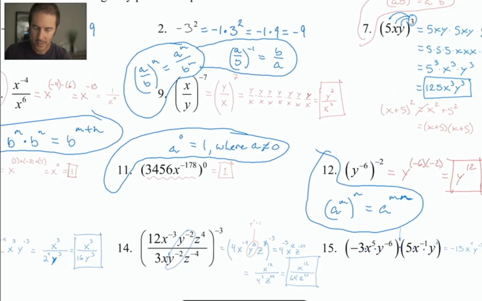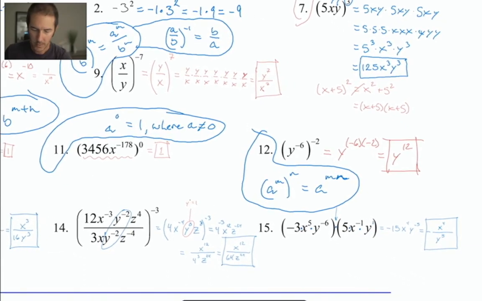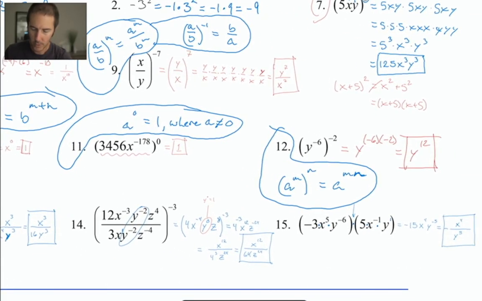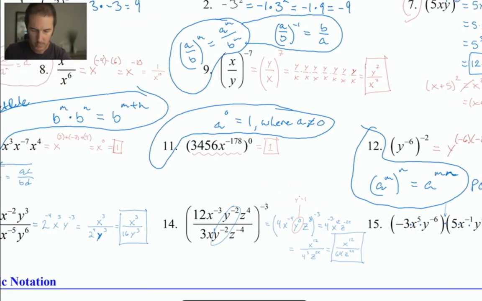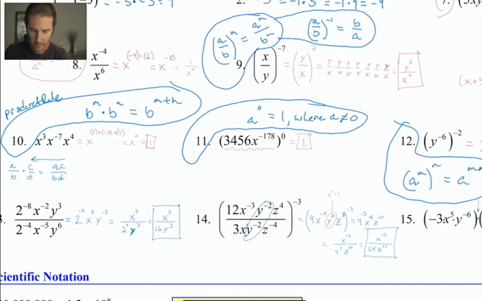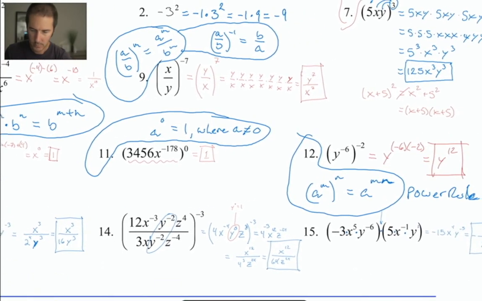Number 11 is just kind of a definition. Number 12 is called the power rule for exponents, R-U-L-E, rule, there we go. So we've got quotient or power rule, product rule.